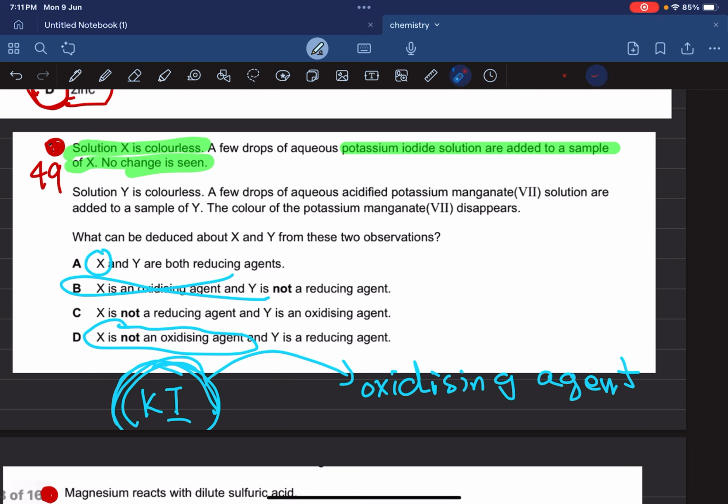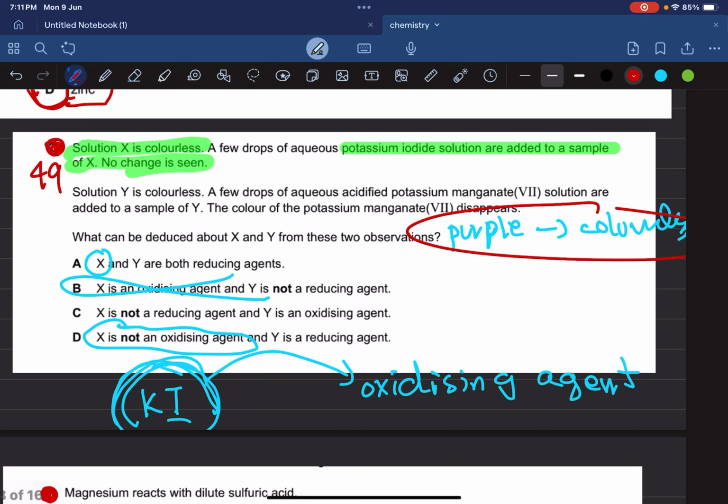Next part. Solution Y is also colorless. A few drops of solution Y are added to acidified potassium manganate. The color of potassium manganate disappears, meaning it changes from purple to colorless. And whenever potassium manganate changes color from purple to colorless, I know this is confusing, learn it, that solution is a reducing agent. So Y is a reducing agent. Option D is correct.